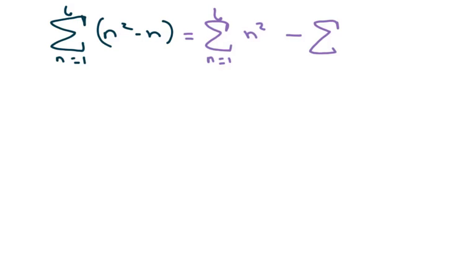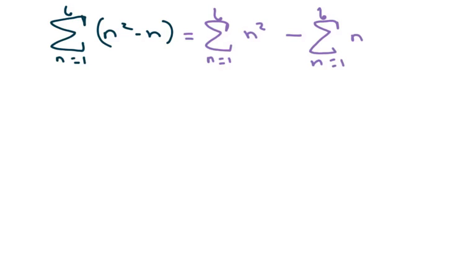Okay. And the last one we had is the sum of n squared minus n. And we're going from n equals 1 to 6. So we have 6 terms. And what I'm going to do is break this up into the sum of n squared, and then I'm going to minus the sum of n. So I'm going to use two different formulas.